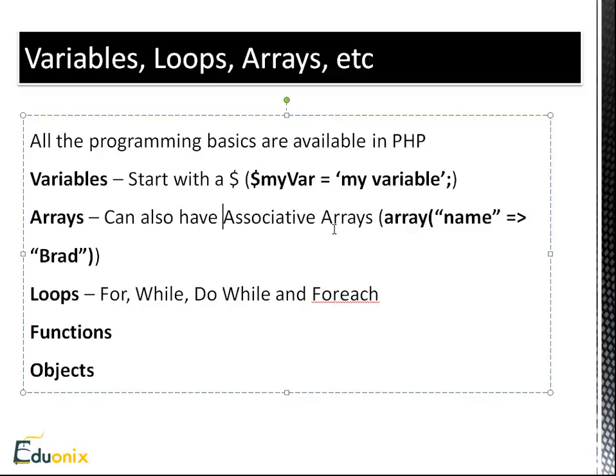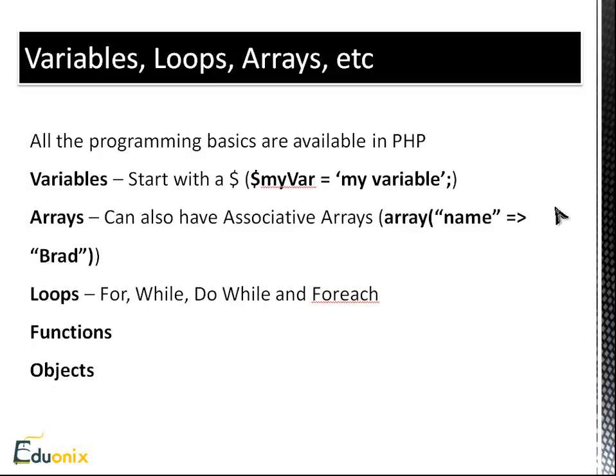Arrays, we can also have associative arrays, which are extremely helpful. So we can create an array and we can give it a key. So we have name as a key, and then a value, in this case is Brad. Okay, so it's also known as a hash. If you've worked with Ruby on Rails or some other languages, this is sometimes called a hash. In PHP, they're called associative arrays. Loops, we have for, while, do while, and foreach, which is used for arrays. Like in JavaScript, we use a for; in PHP, we use a foreach. Functions, objects, we can do all that stuff in PHP, and we will be doing all that in this chapter.